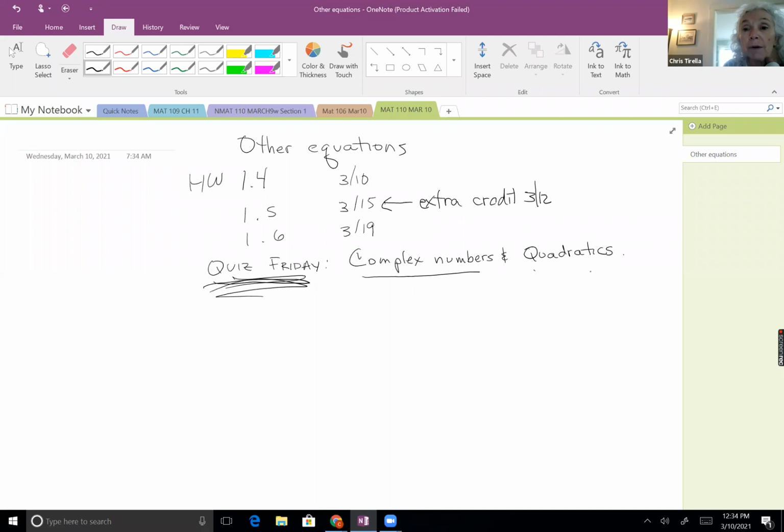And also solving quadratic equations. There will be 4 quadratic equations: one by factoring, one by the square root property, one by completing the square, and one using the quadratic formula. I need you to show all your work and use the correct method, because some of those questions can take a little bit longer. This quiz, you're going to have more time. I think I allowed up to 45 minutes.